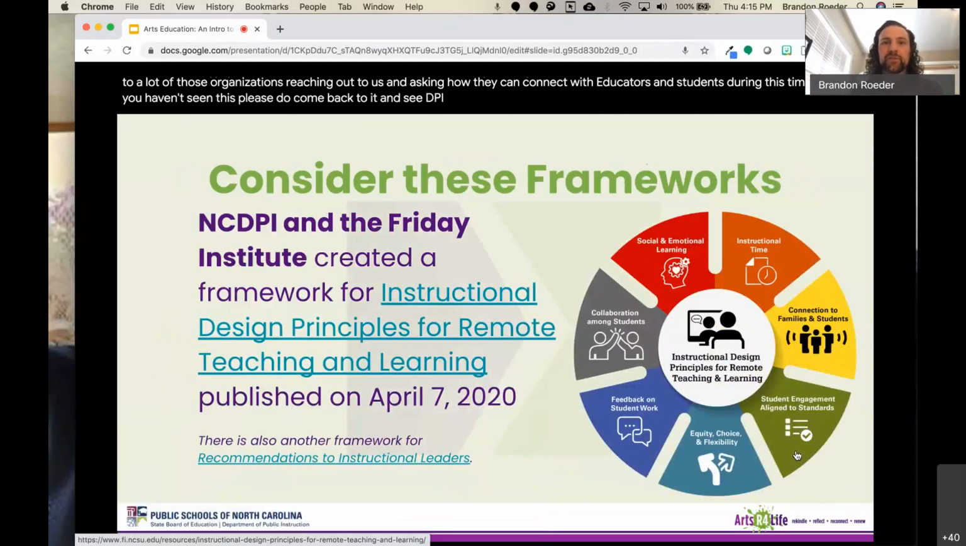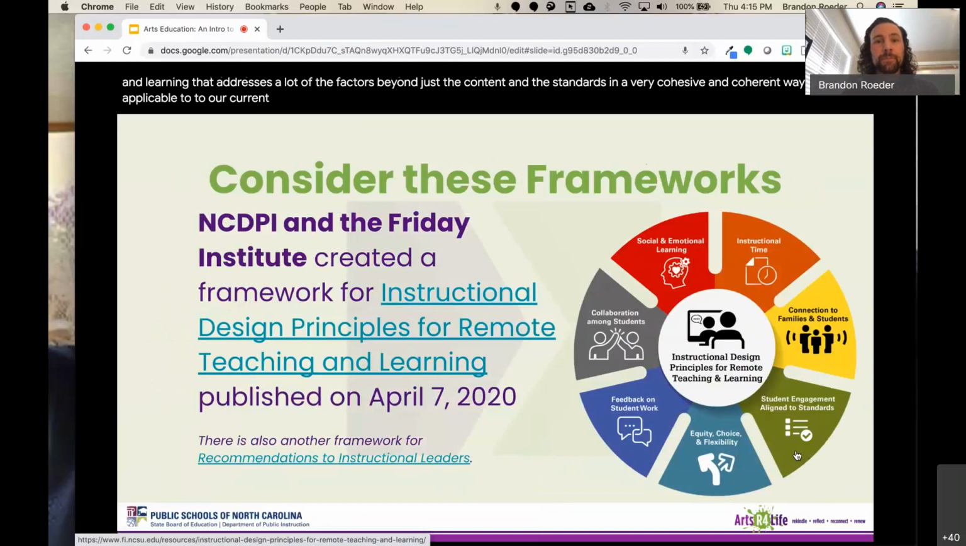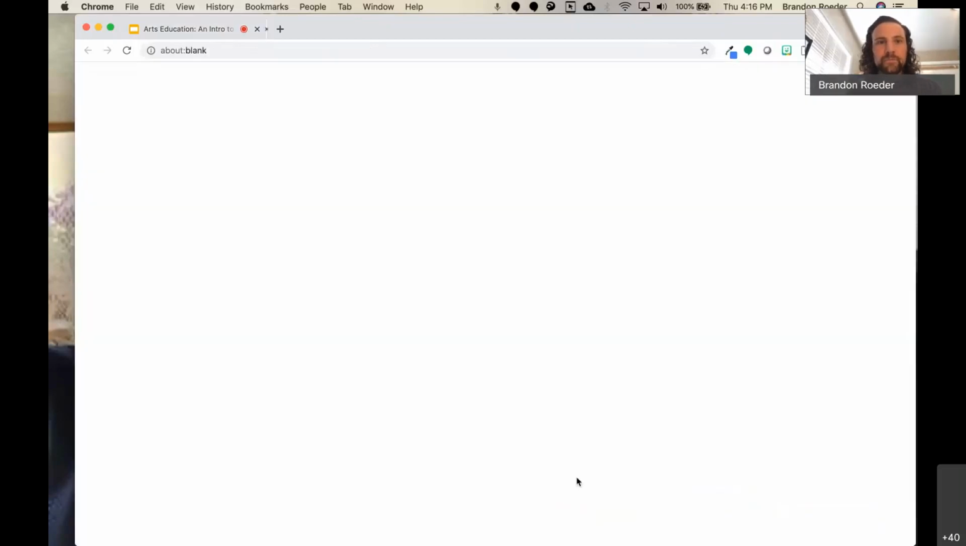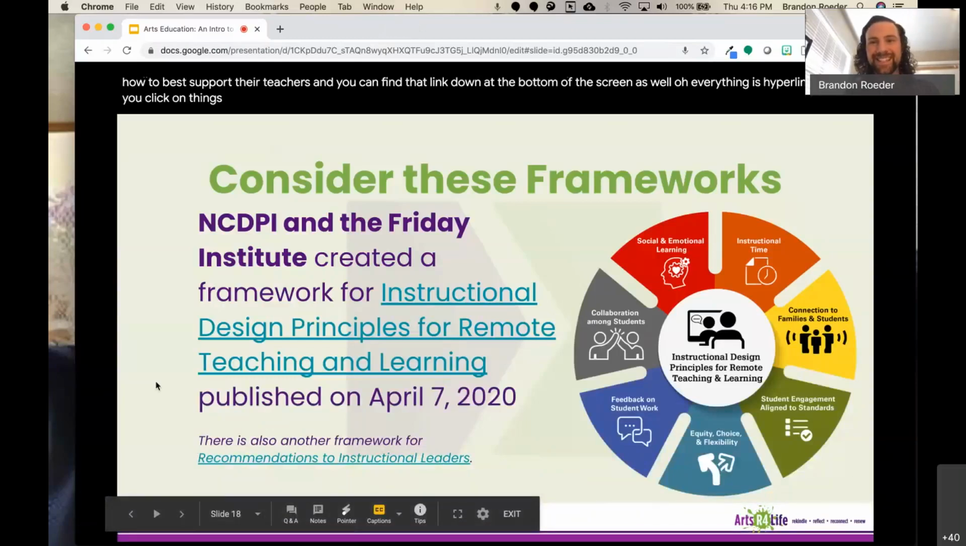If you haven't seen this, please do come back to it. NCDPI and the Friday Institute created an amazing framework for remote teaching and learning that addresses a lot of the factors beyond just the content and the standards in a very cohesive and coherent way that's very applicable to our current situation. And if you feel the need, you are welcome to share the recommendations for instructional leaders on how to best support their teachers. And you can find that link down at the bottom of the screen as well. Uh-oh, everything is hyperlinked. So if you click on things, you might get taken somewhere else.